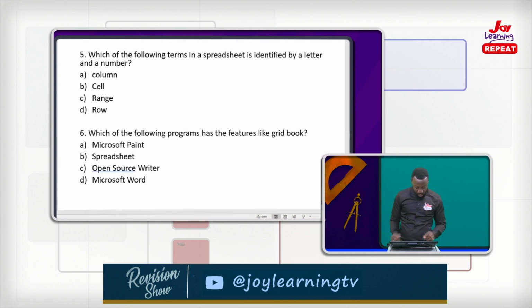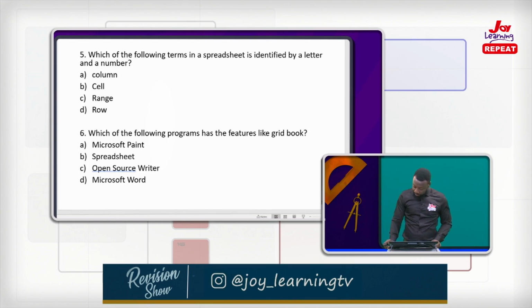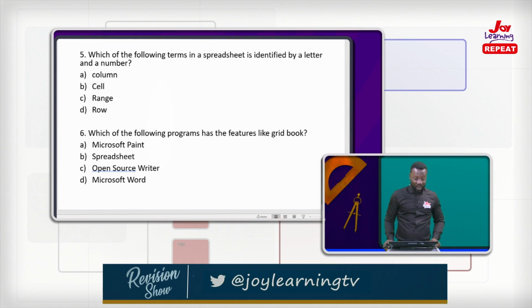Adams. Hello, Adams. How are you doing? I'm doing great. Where are you calling from, Adams? Obuasi. I can see a lot of people calling from Obuasi. Which form are you in, Adams? Form 3.